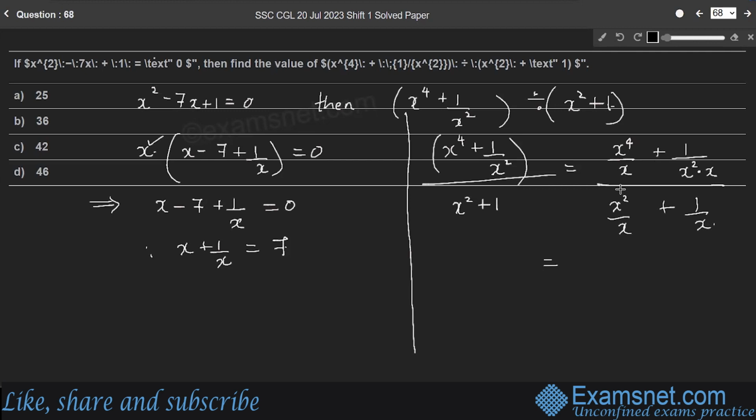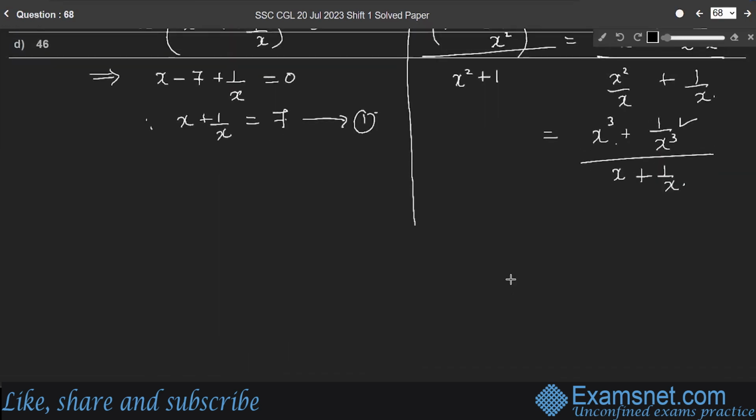So which is equal to, numerator becomes x cube plus 1 by x cube divided by x plus 1 by x, right? Therefore, the given expression is equal to x cube plus 1 by x cube whole divided by x plus 1 by x. So we know the value of x plus 1 by x here. So we need to find x cube plus 1 by x cube.